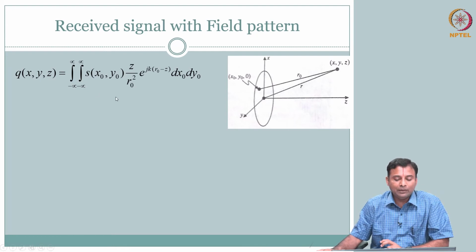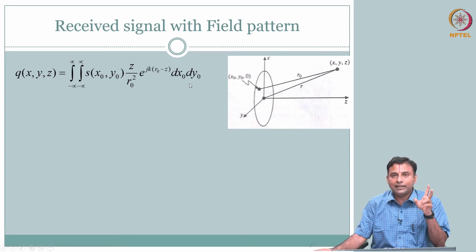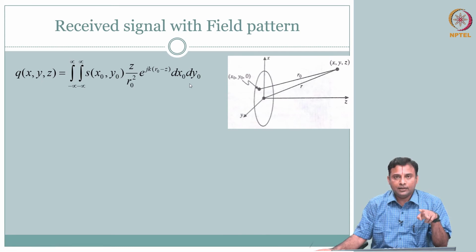The identical double integral will be like this: s of x naught, y naught, z by r naught square, e power j k of r naught minus z. You had 2 double integrals. By making this plane wave approximation, we have reduced the 4 integrals to 2 identical double integrals. This is one of them. Why is this convenient? Well, at least it is only 2 integrals. What I will be interested in is q square.